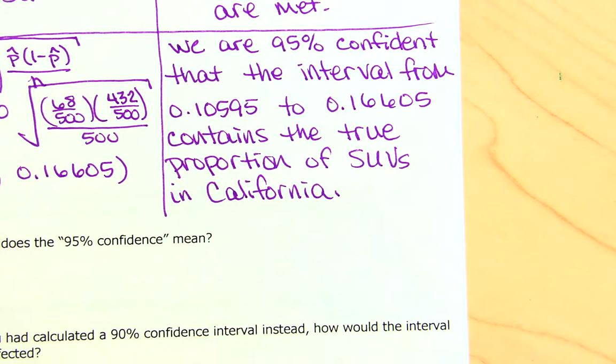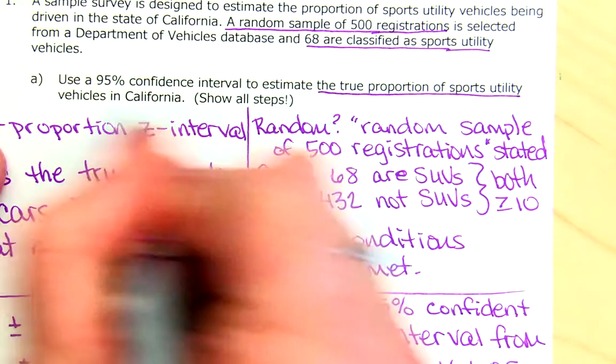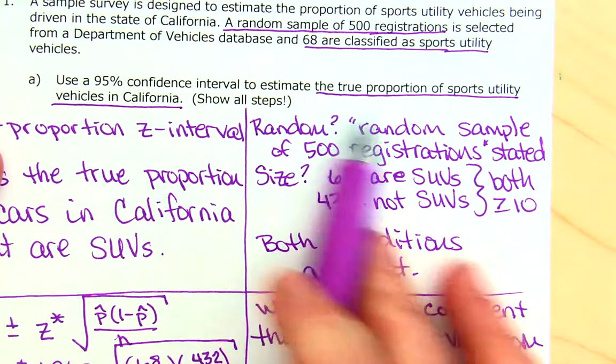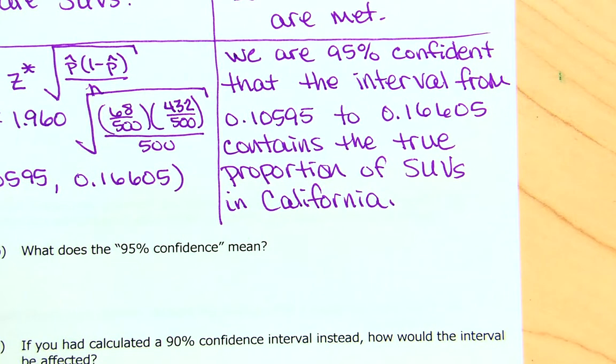And in this context, you can go back up to what the problem asked you to do. We're estimating the true proportion of sport utility vehicles in California. That's your context. So it should always tell you, whenever you're creating the confidence interval, it should give you the context right there that you can use in your conclusion. Any questions on the process? Does it feel a lot like the hypothesis test that we did? Good. Hoping it will feel very similar to that.